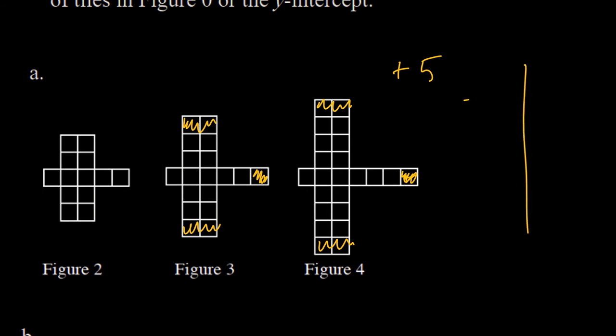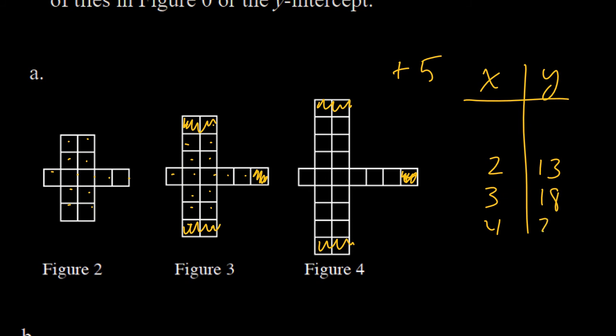And I could try and draw them, but I'm going to do this. I'm going to say here's X, here's Y. I know I've got figure 2, figure 3, and figure 4. Figure 2's got 1, 2, 3, 4, 5, 6, 7, 8, 9, 10, 11, 12, 13. I think figure 2 has 13 tiles. This one should have 18. It does 18. And if I add 5 to that, it would be 23. So I'm increasing by 5 each time.